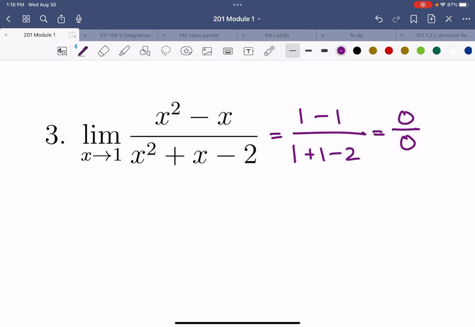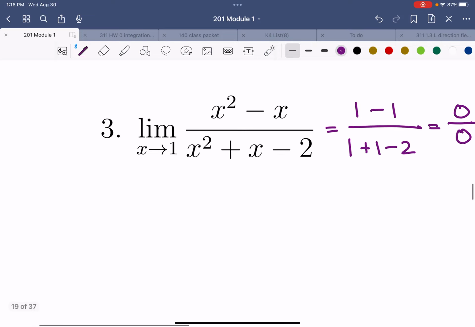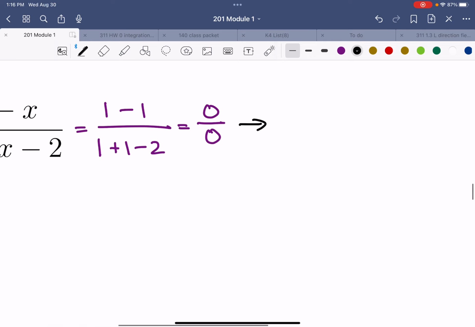And what we want to do is to go ahead and do more work. When we see that it's a polynomial divided by a polynomial, then the work that I want to do is factor. So this tells me do more work. And the work that we're going to do here is to factor.